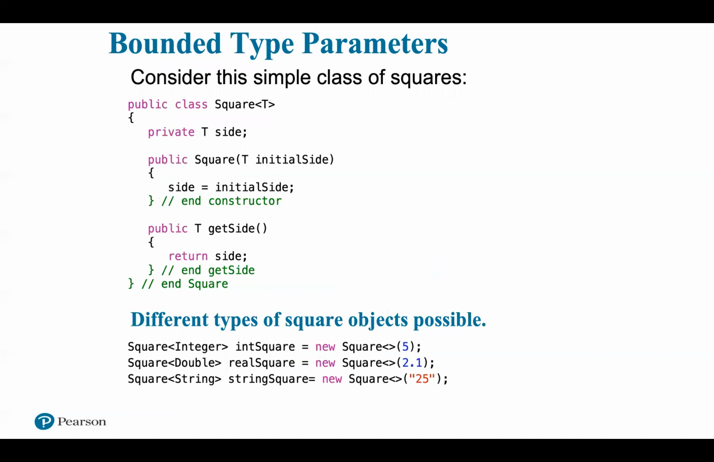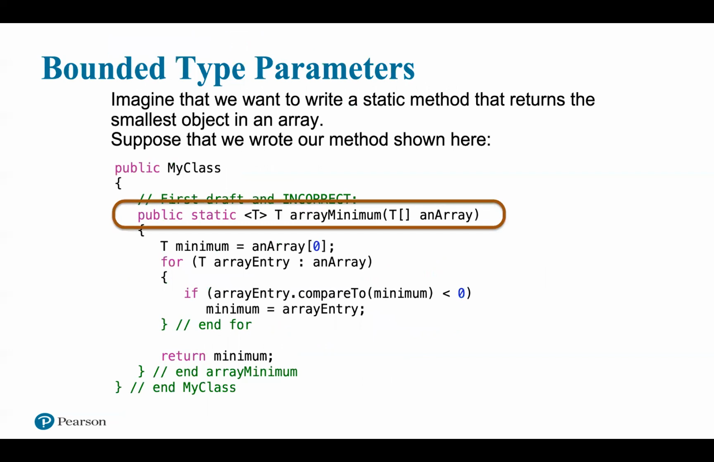So let's talk about bounded type parameters. In the previous listing, a generic data type represents any class type that the client chooses. Some situations, however, require that you limit or control the client's choices. For example, consider the following simple class of squares. Imagine that we want to write a static method that returns the smallest object in an array. The objects in that array might be strings, Integer objects, or any objects that can be compared. That is, the class of these objects must implement the interface Comparable. We need the client to give us an array of objects that can be compared.